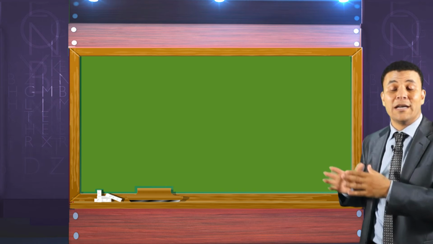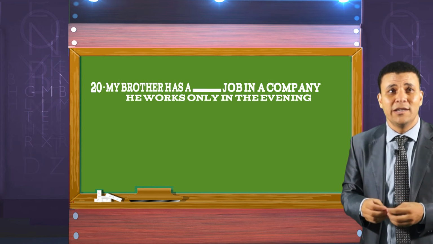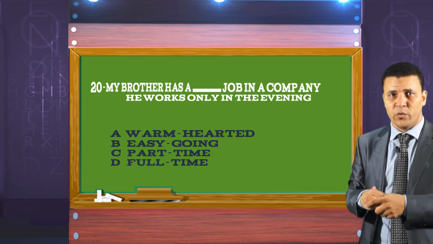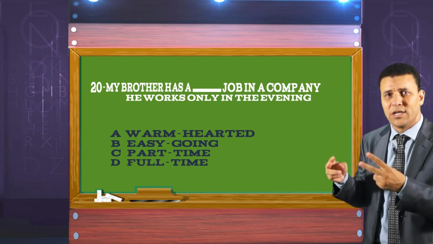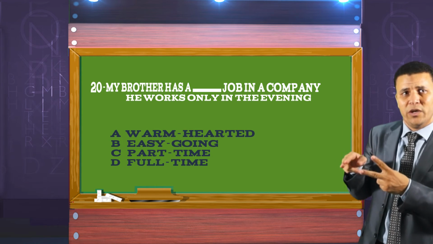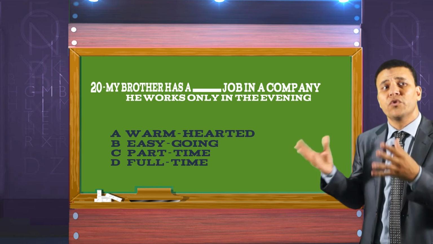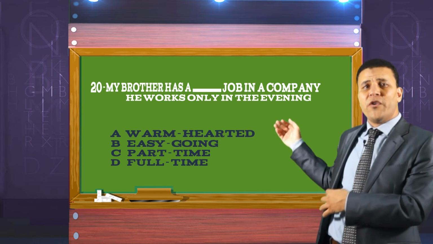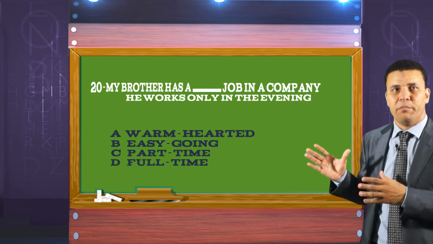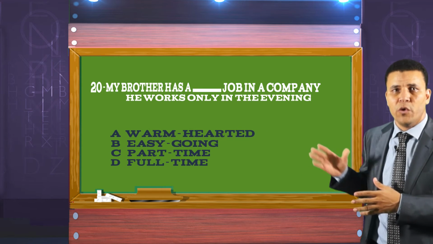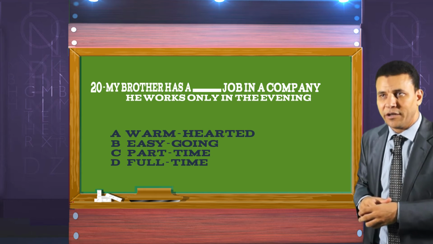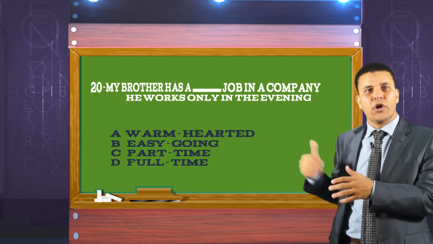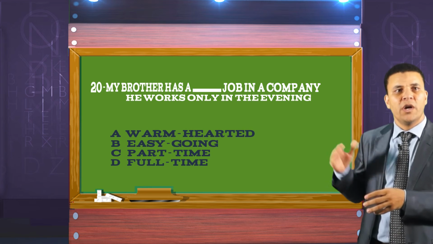At the end here, we have the last sentence, 20, and it deals with, let's say, hyphenated words. When a hyphenated noun, two words are hyphenated, or a hyphen in between them, you have to choose according to the meaning of the sentence. Let's read the sentence. My brother has a blank job in a company. He works only in the evening. We have here A, warm-hearted, easygoing, part-time, full-time.